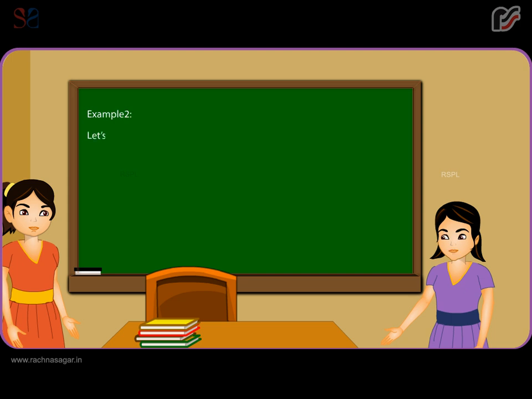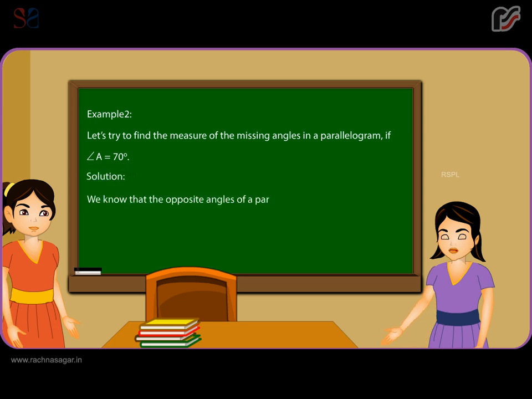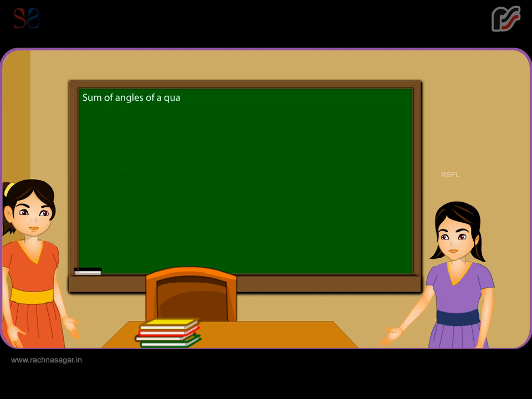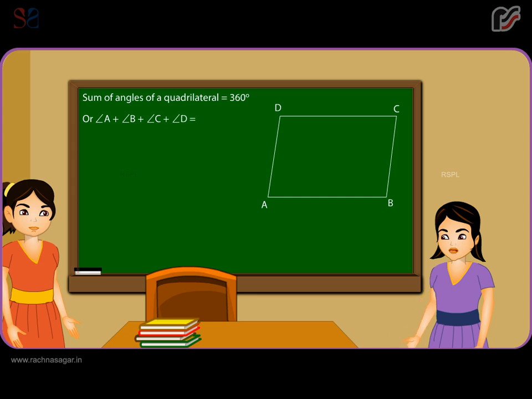Example 2. Let's try to find the measure of the missing angles in a parallelogram if angle A is equal to 70 degree. We know that the opposite angles of a parallelogram are equal. So, angle C will also measure 70 degree. Sum of angles of a quadrilateral is equal to 360 degree, or angle A plus angle B plus angle C plus angle D is equal to 360 degree, or 70 degree plus angle B plus 70 degree plus angle D is equal to 360 degree.